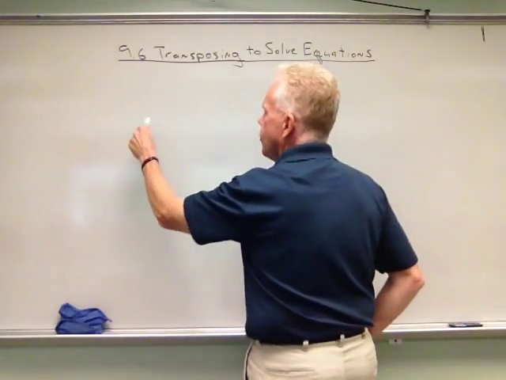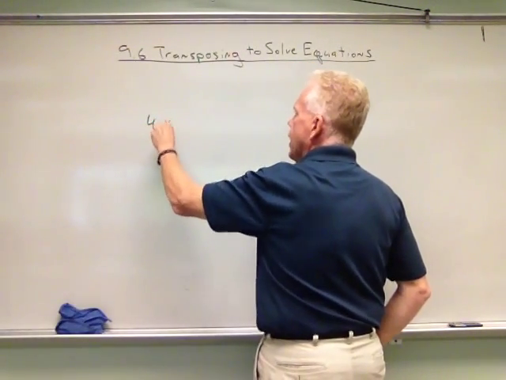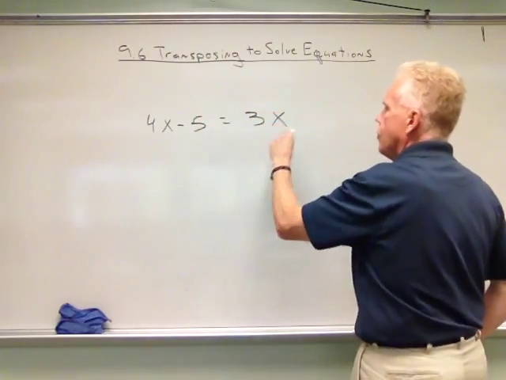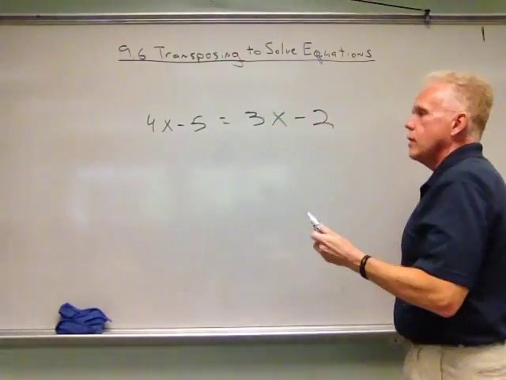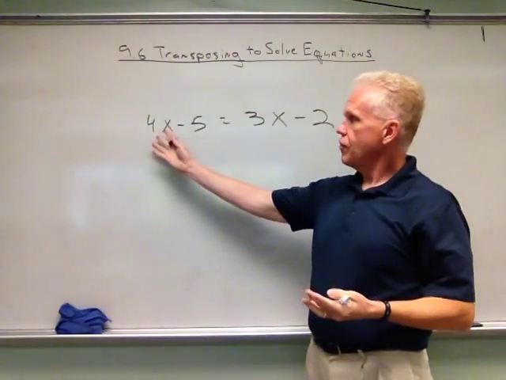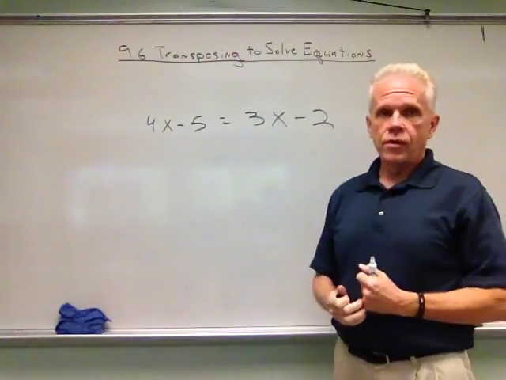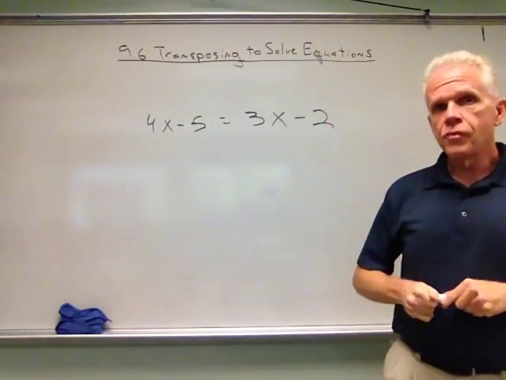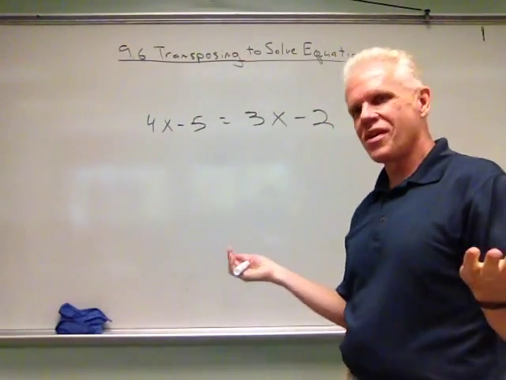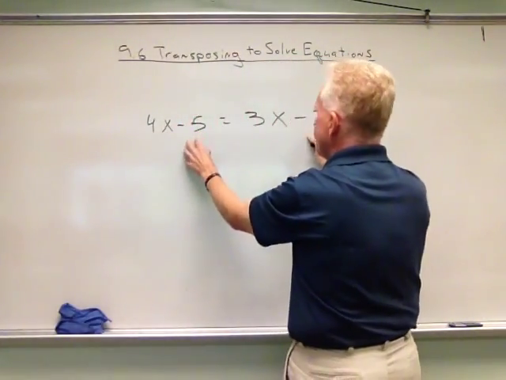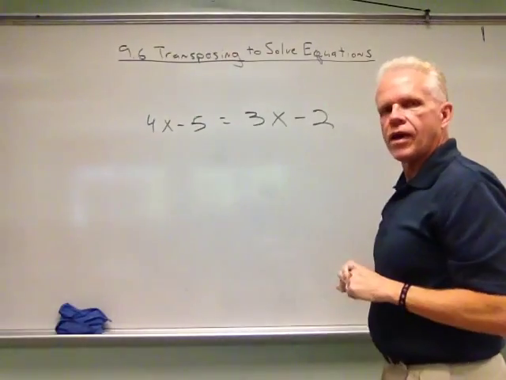Let's take an equation like 4x minus 5 equals 3x minus 2. Now you notice at this stage we have some x's on either side of the equal. We have some plain numbers on either side of the equal. Guys, what we're going to do is use transposing to get these x's together on one side and to get these numbers together on the other side.